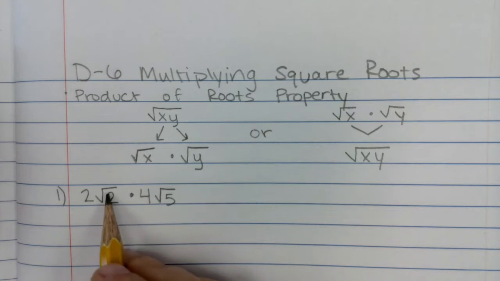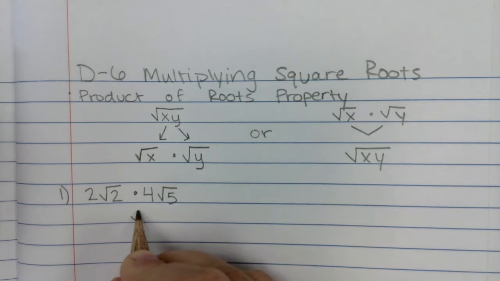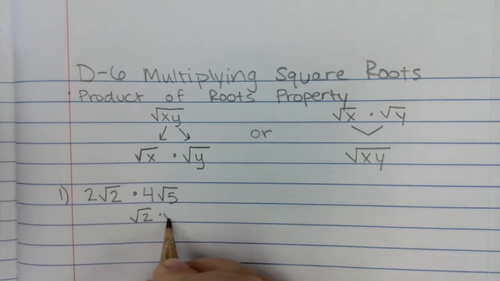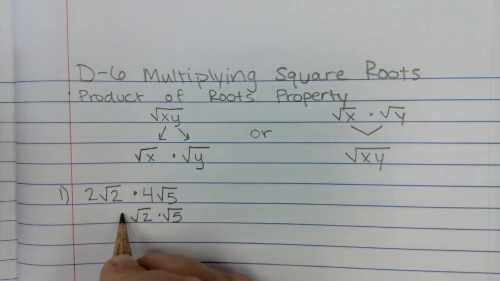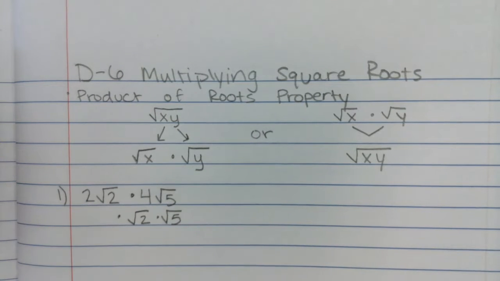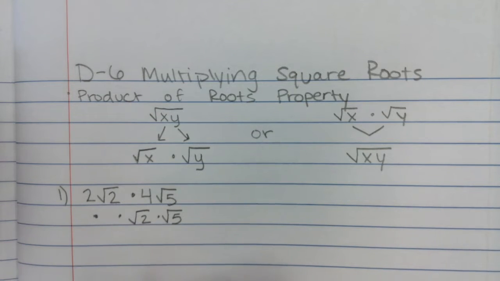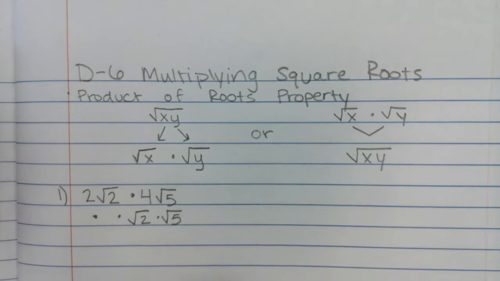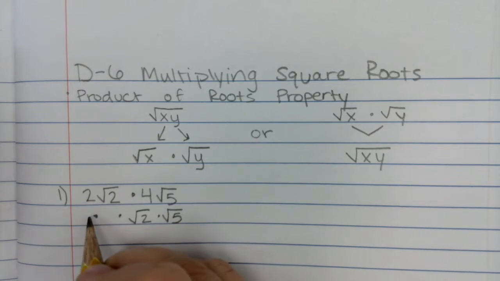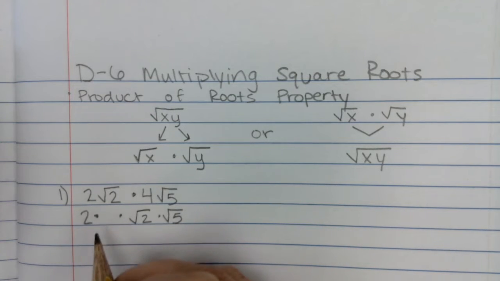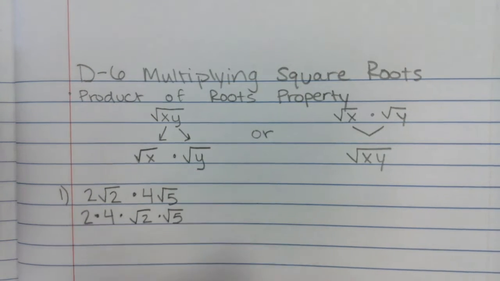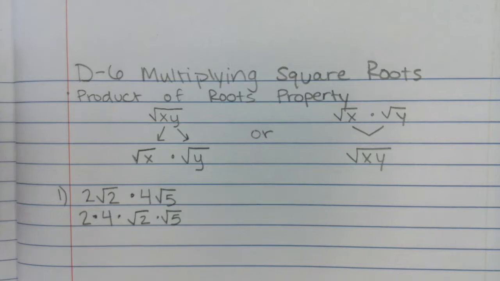What part is our coefficient in front? 2 times 4. Yeah, those are the coefficients, the numbers in front. So we're going to multiply those two together because they don't have the square root, and then we'll multiply our square roots together. So what is 2 times 4? 8. Square root of 2 times 5, square root of 10, and simplify.